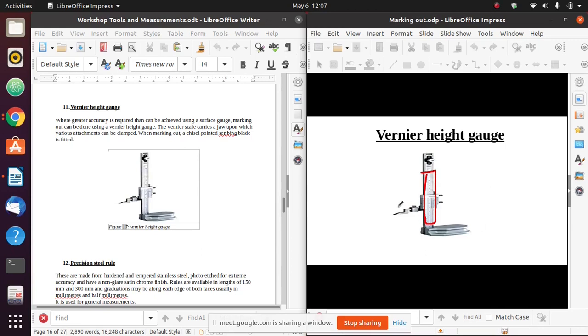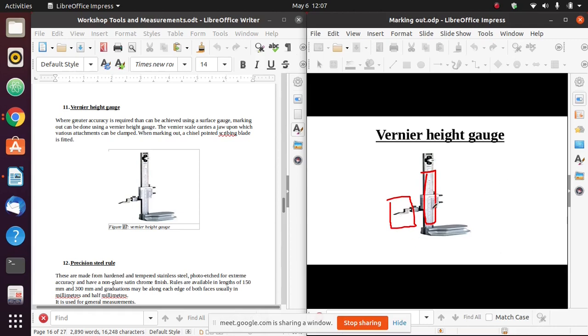Now, this vernier scale carries a jaw upon which you can put various attachments. This is a chisel. So when I'm marking out, I'll use a chisel.